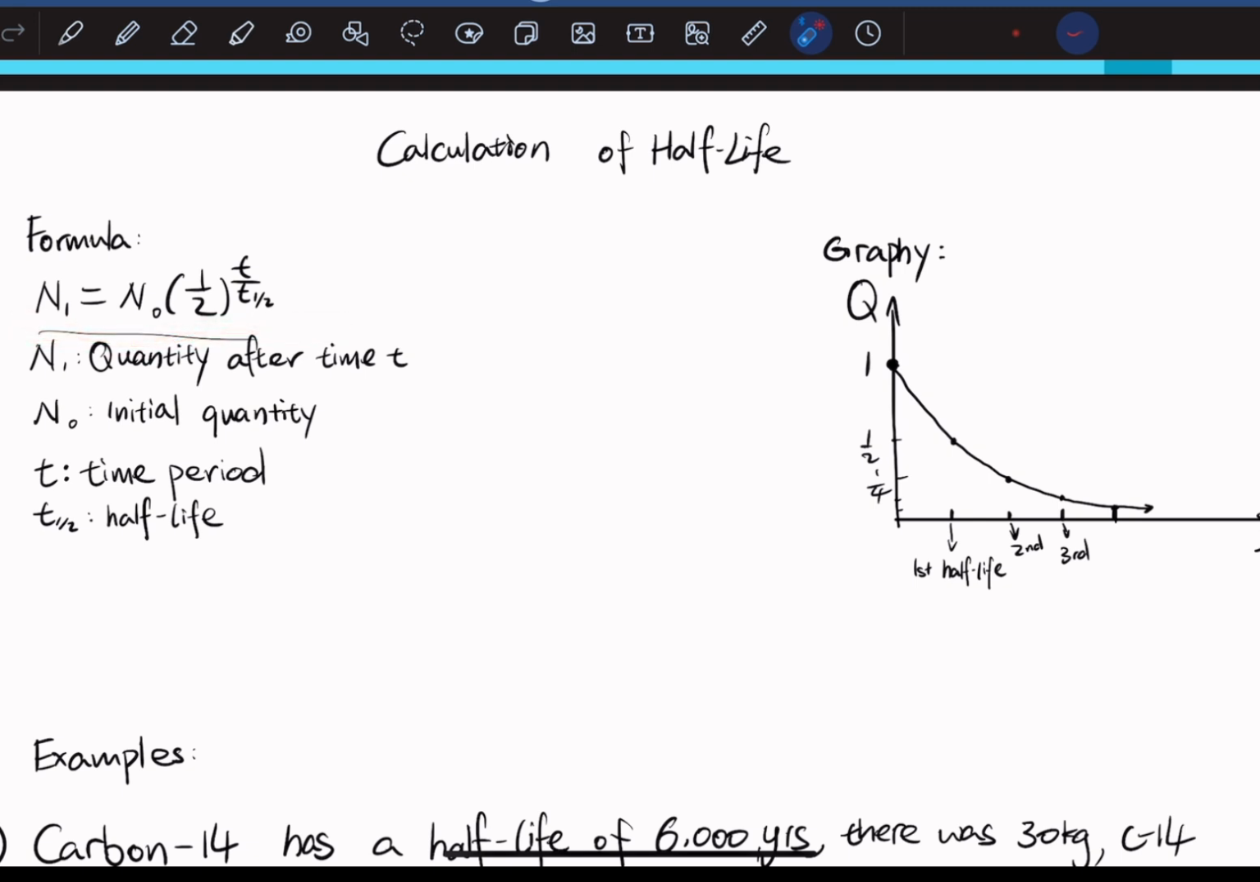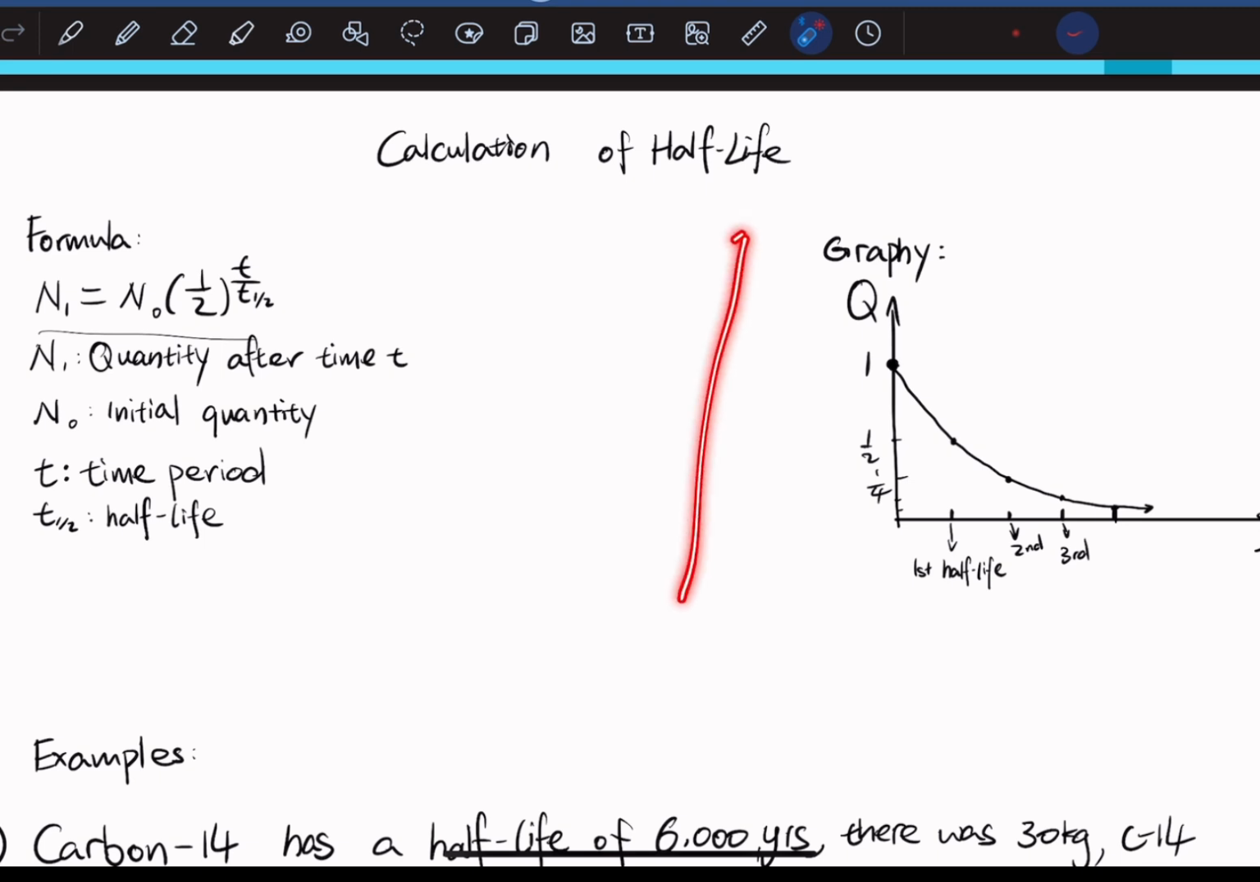Okay, first of all, we have the formula. This formula is the formula for calculating the quantity after time t. N1 is the quantity of a substance after time t, and N0 is the initial amount, which is the initial quantity, and we have coefficient 1/2. In the exponent, we have t over t1/2. T is the time period, and t1/2 is the half-life.